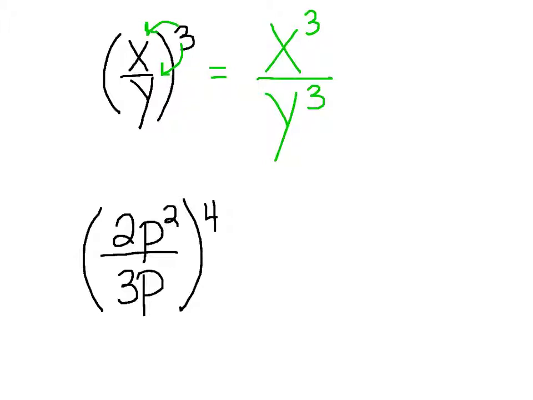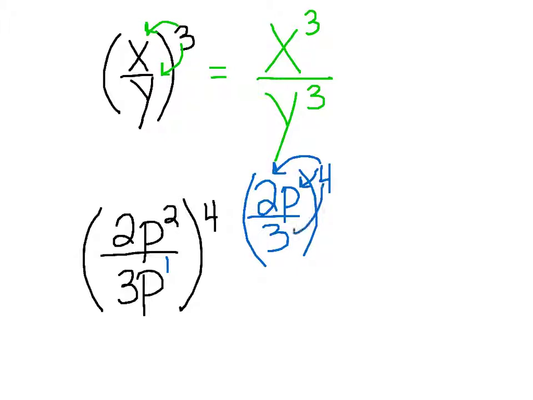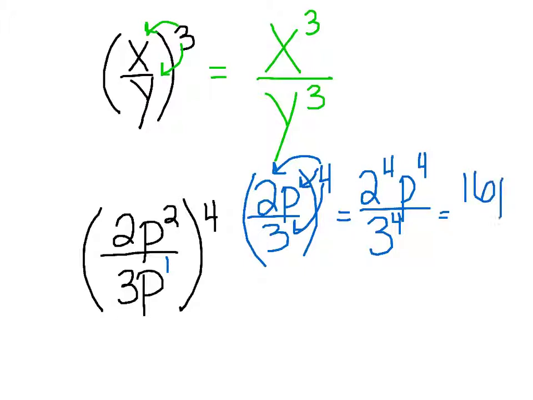p squared divided by p, 2 to the power of 1, 2 minus 1 is 1. So I'm going to have 2p divided by 3 to the 4th power. Then I take this power of 4, distribute it to everything, and we have 2 to the 4th times p to the 4th over 3 to the 4th. Well, 2 to the 4th is 16, p to the 4th, and then we have divided by 3 to the 4th, which is 81.